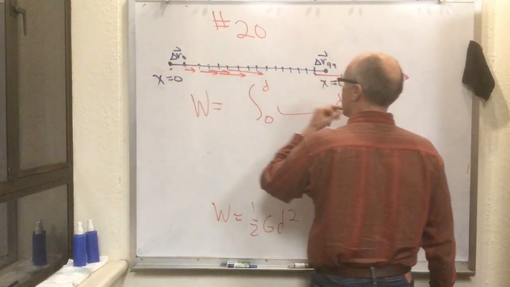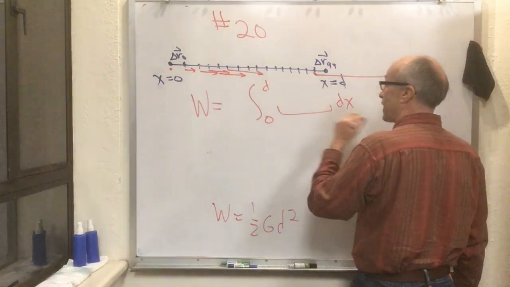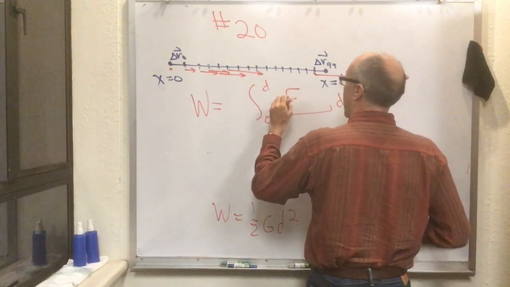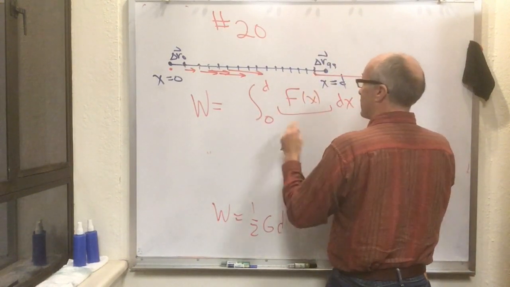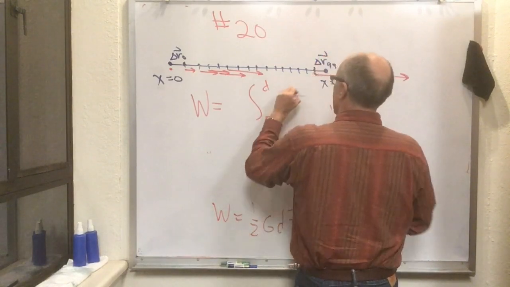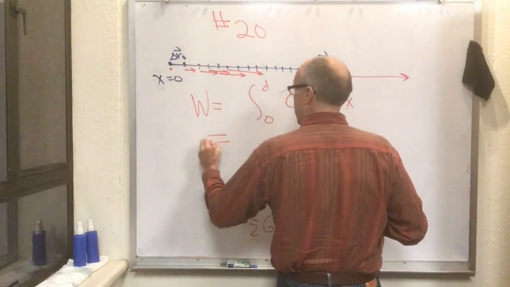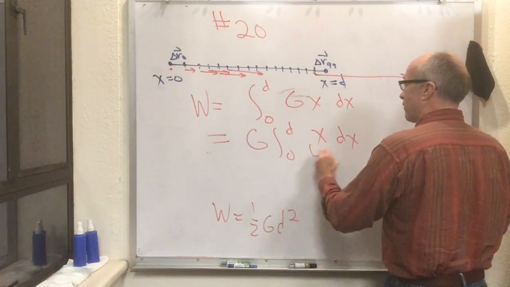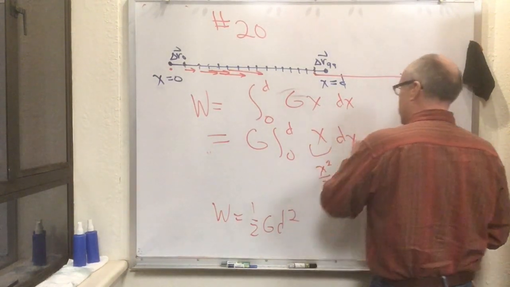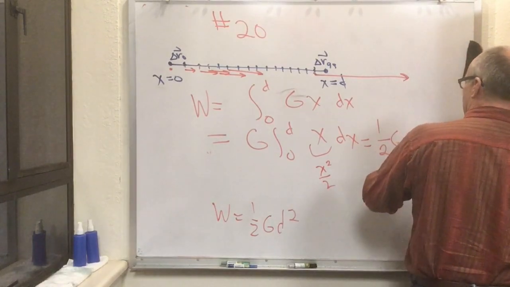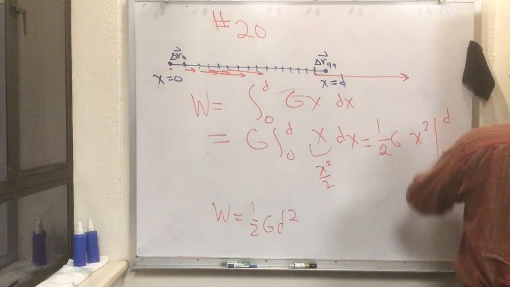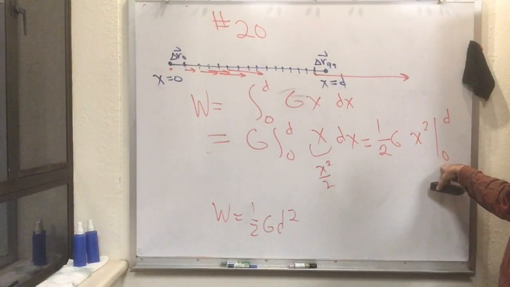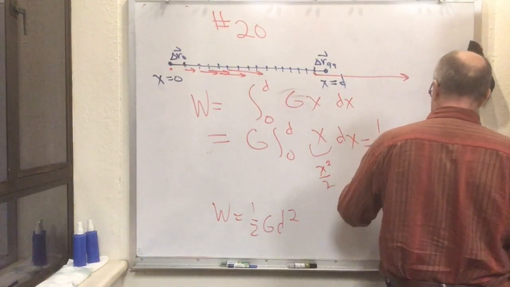the amount of F in the direction of motion. But the direction of motion was to the right and F was to the right, so the amount of F in the direction of motion is just F of x, and F of x in this little simple model that we just did was g times x, where g is a constant. So this is g times the integral from 0 to d of x dx. Now the integral of x is x squared over 2. So this is 1 half g times x squared evaluated between 0 and d. Well, x squared evaluated at d is d squared, and x squared evaluated at 0 is 0, so this is equal to 1 half g d squared.